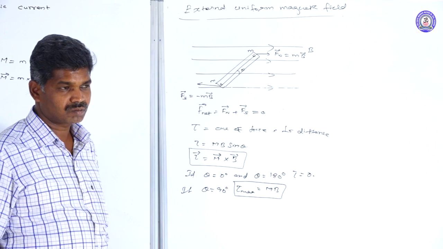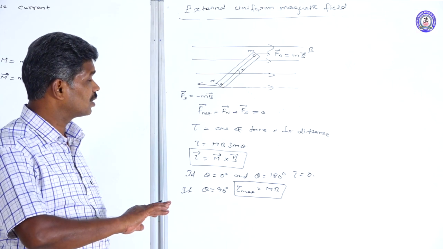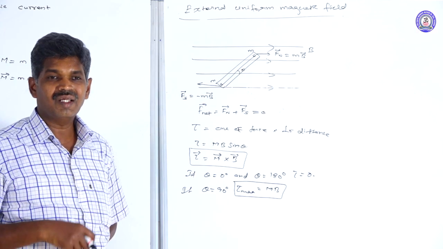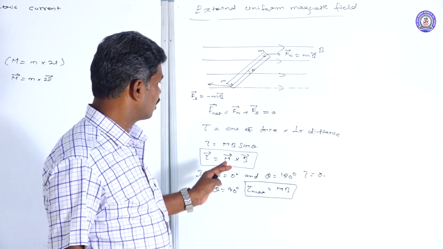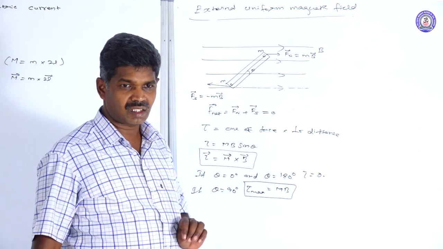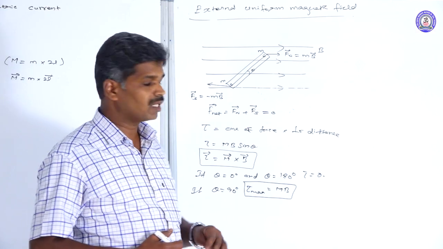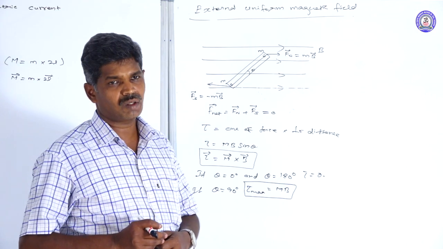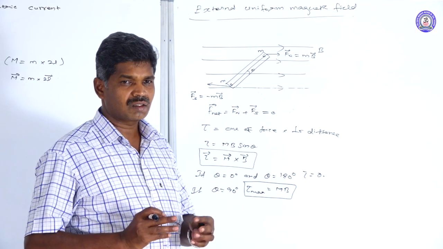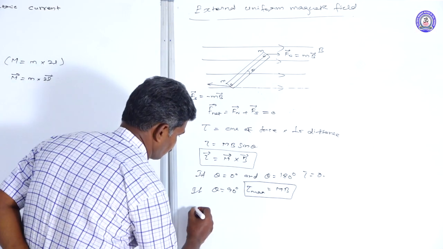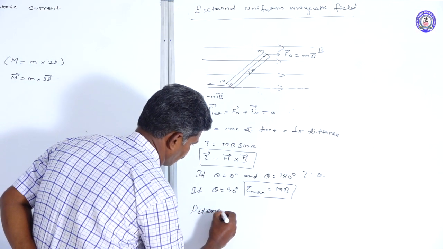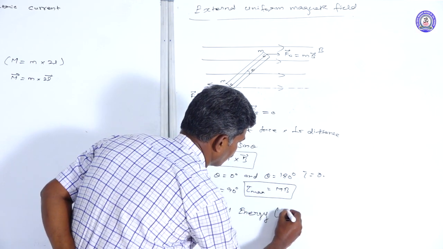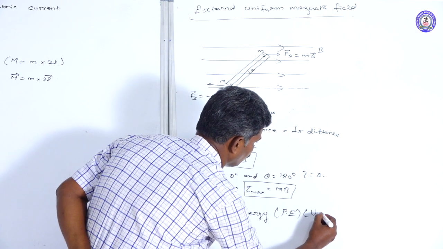At the same time, if the bar magnet is in an external uniform magnetic field, each and every position has a potential energy. We have the torque values, torque direction, everything. At the same time we have a potential energy for the bar magnet when it is placed in a uniform magnetic field. Then that potential energy can be represented as U.